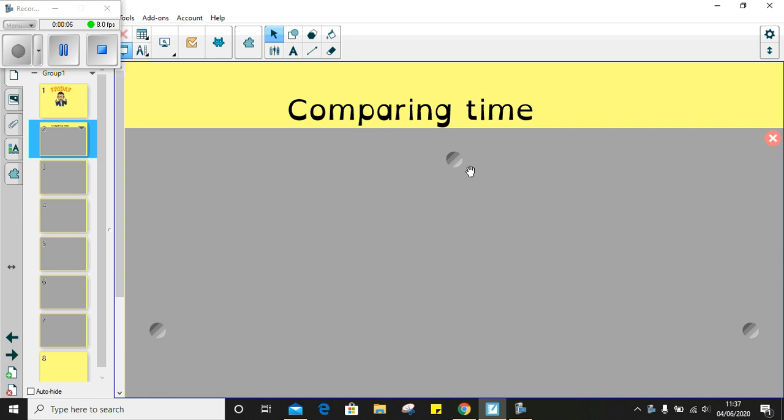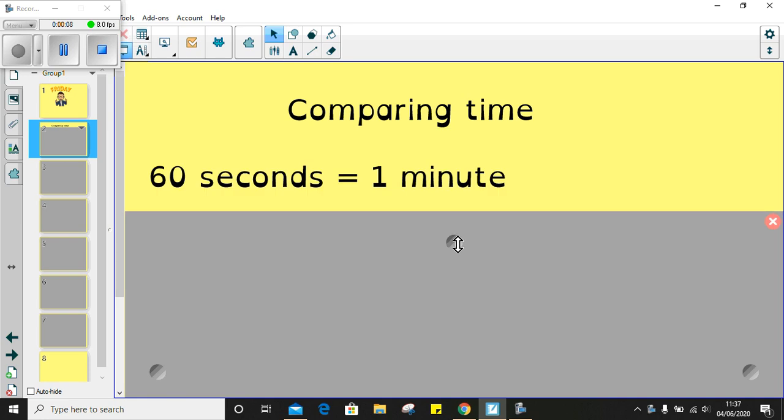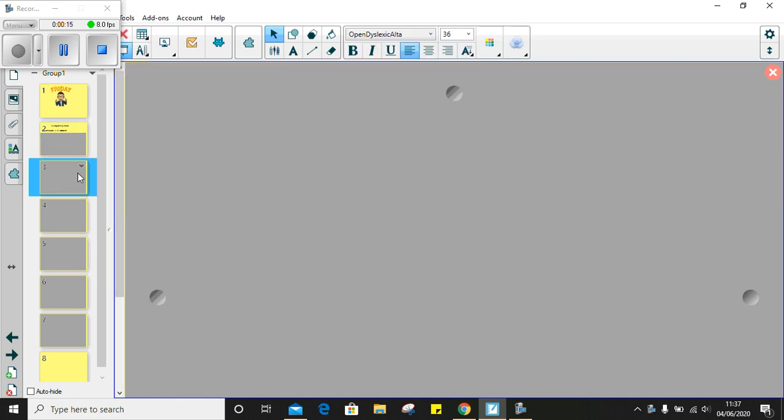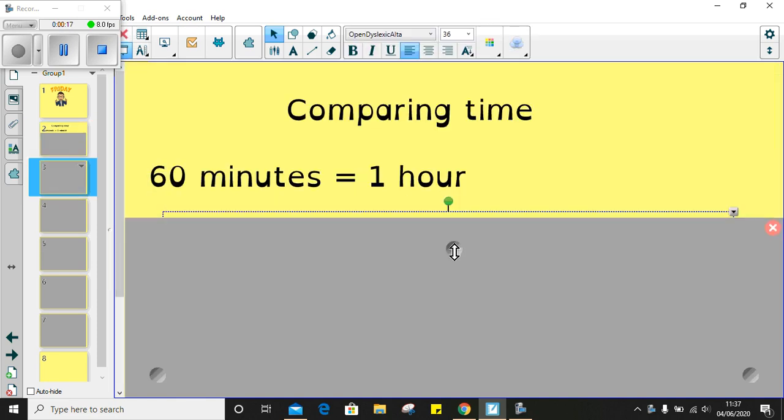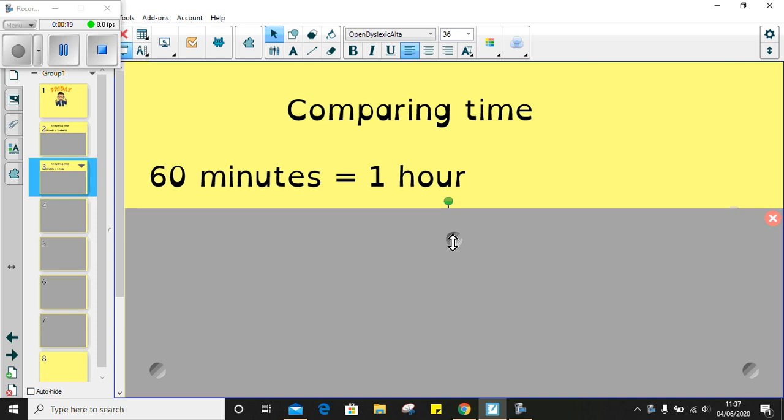So we're going to be comparing time today. We know that there are 60 seconds in 1 minute. That's the important thing that we need to know first. 60 seconds in 1 minute. Next one that we need to know, there are 60 minutes in 1 hour.